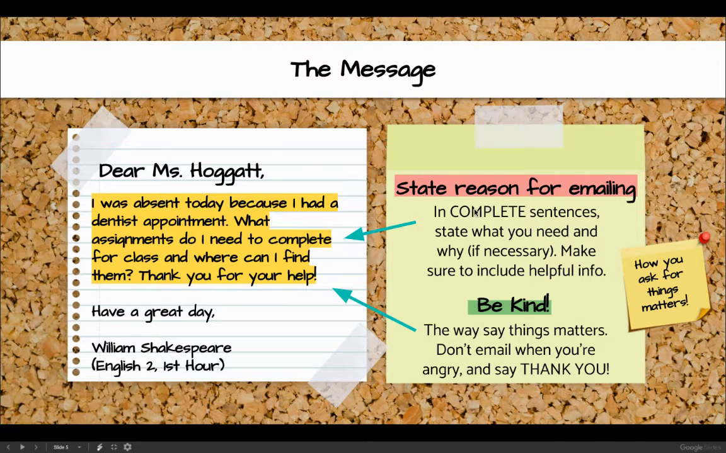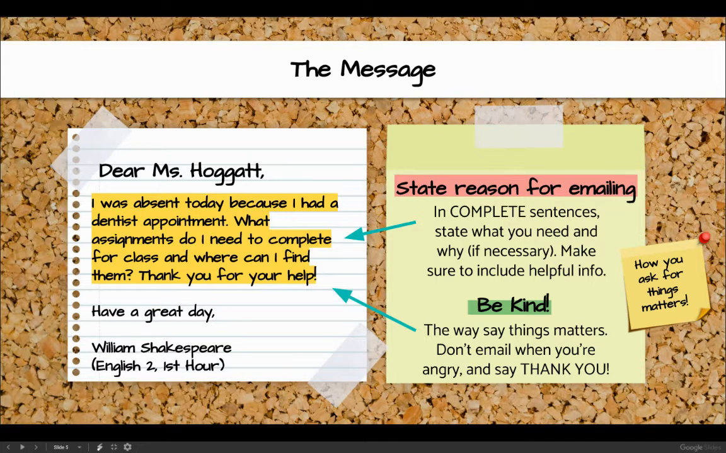So first of all, make sure that you use complete sentences in your message. And make sure you state what you need and why if it's necessary. Like don't tell your whole life story. Don't tell anything that you are not comfortable with your teacher knowing, but do state what you need from your teacher. Why are you emailing them?